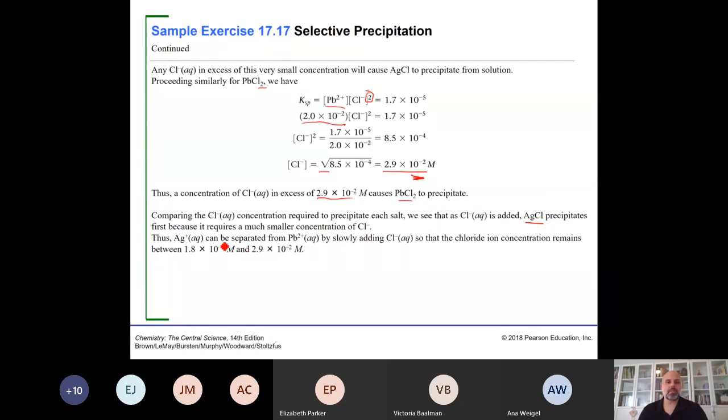So thus we can separate silver ions from the lead ions by slowly adding chloride so that the chloride ion concentration remains between 1.8 times 10 to the minus 8 and 2.9 times 10 to the minus 2.